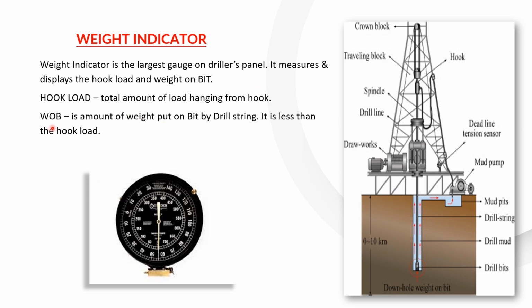And WOB stands for weight on bit. Weight on bit is the amount of weight put on the bit by the drill string, so it is less than the hook load. So this is our drill bit. How much load is being put on this drill bit through this drill string? How much weight is being put on this drill bit? This is also shown by the weight indicator in the driller's control panel. So this is the function of the weight indicator.